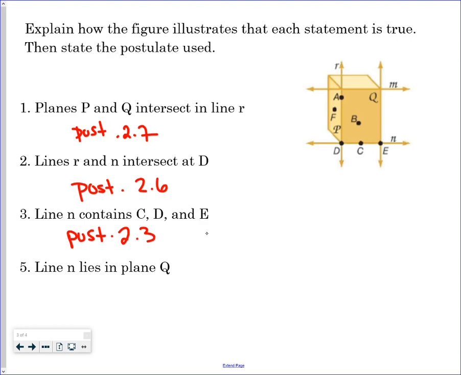Okay? Line N is in plane Q. Which one do you think that would be? Yep, 2.5, which says if 2 points lie in a plane, then the entire line containing those points lies in that plane. Does everybody get that? You're just picking one. It's not terrible, right? Okay. Anybody still need that page? All right.